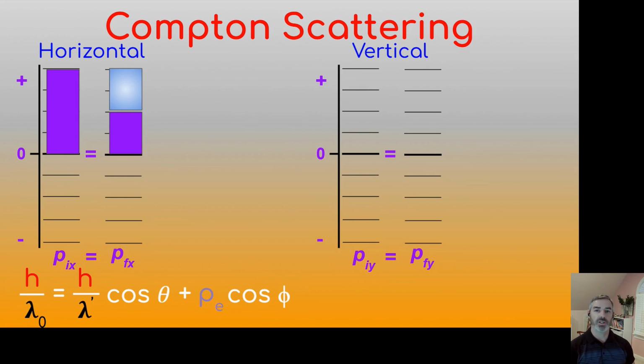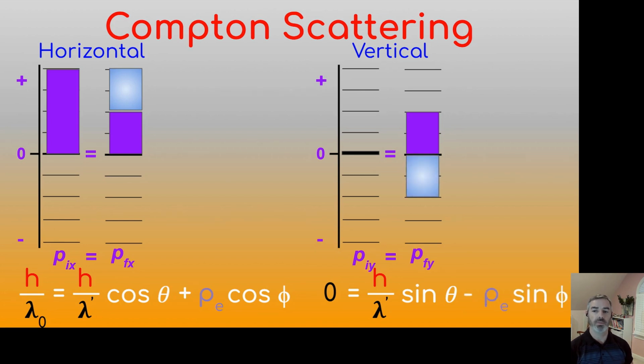Now in the vertical direction, since the photon is moving horizontally, there is no momentum to begin with. So 0 is going to equal the vertical component of the photon's momentum, which is Planck's constant divided by its new wavelength times sine theta. And then since the electron is moving downward, its vertical component is subtracted: the momentum of the electron times sine of phi.